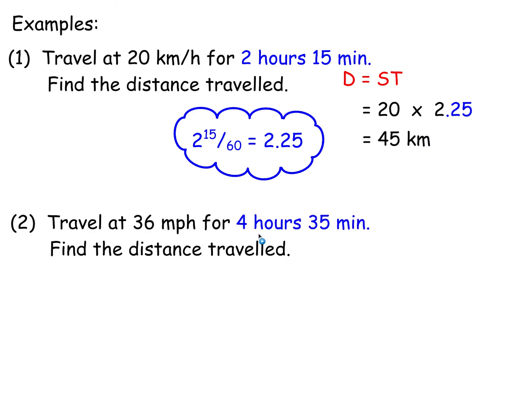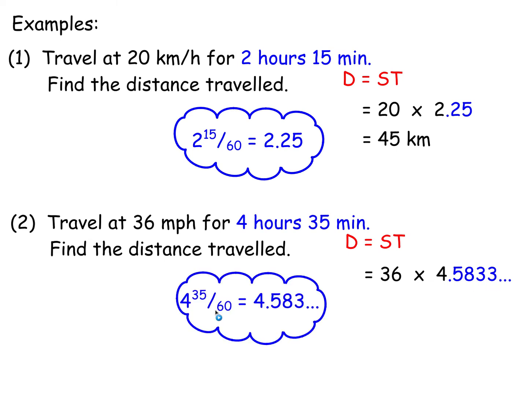36 miles per hour for this time. D equals ST. 36 is the speed. It's per hour, so you need this time in hours. 35/60ths here. If you divided 35 by 60, you would get this recurring decimal. But better still, use 4 and 35/60ths on the calculator. So 36 times 4 and 35/60ths. And it will come out exactly 165 miles, because that was miles per hour, and you'll find out how many miles you do in that time. So D equals ST. So that's the 3 formulae.